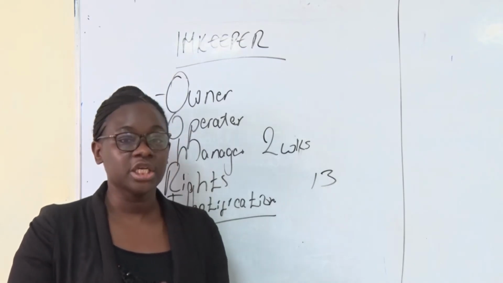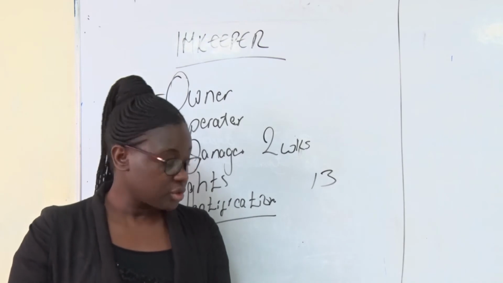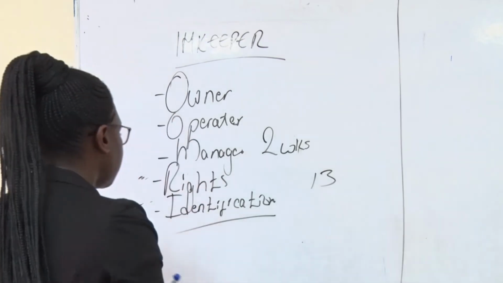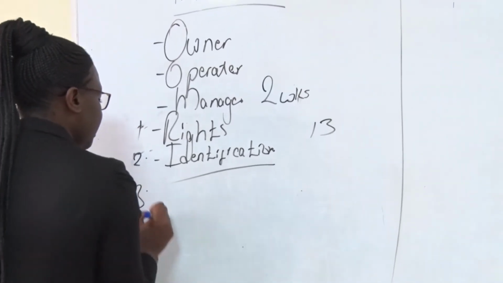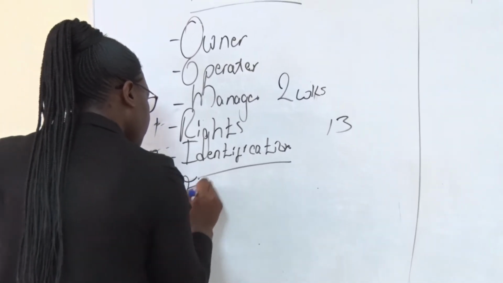Lastly, we look at ejection of a guest. So reasons why you might end up ejecting a guest. So number 1 was rights, number 2 identification, and then number 3 ejection.